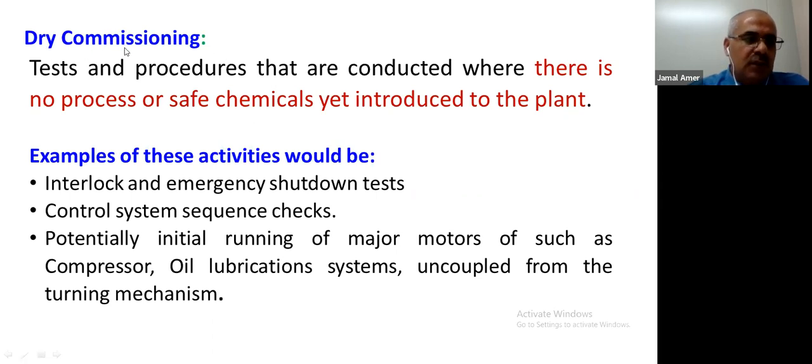Some examples of this activity of dry commissioning are testing of our loops or function tests of electrical, mechanical, and instrumentation. So interlock and emergency shutdown tests, control system sequence checks, potentially initial running of major motors such as compressor, oil lubrication system, uncoupled from the turning machines. So we can do a slow run for electrical motors to see the direction of the rotation, if we have any high vibration, and the temperature of the motor. So all this activity we can call dry commissioning.